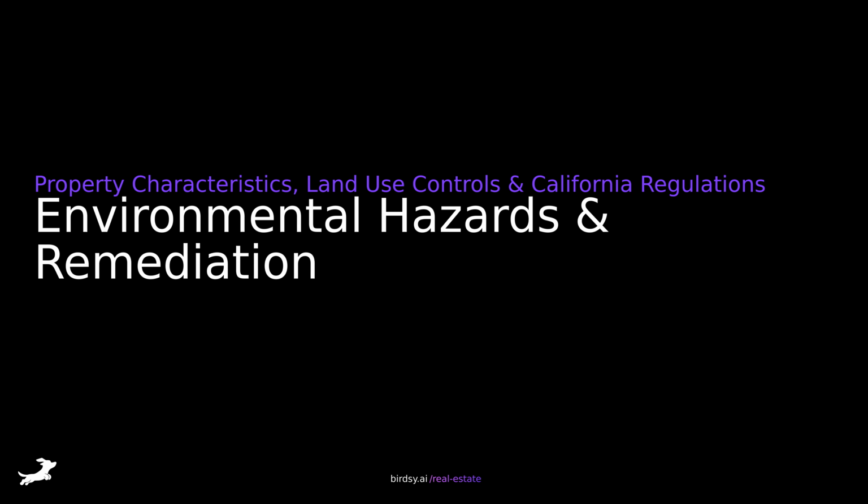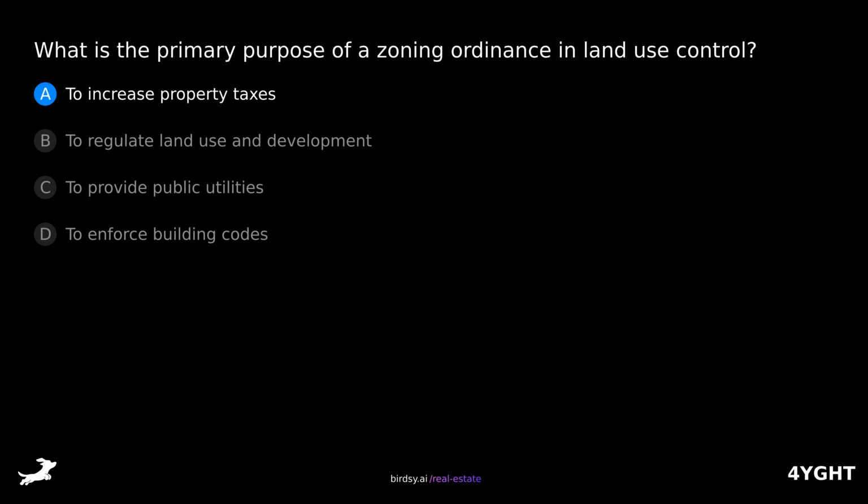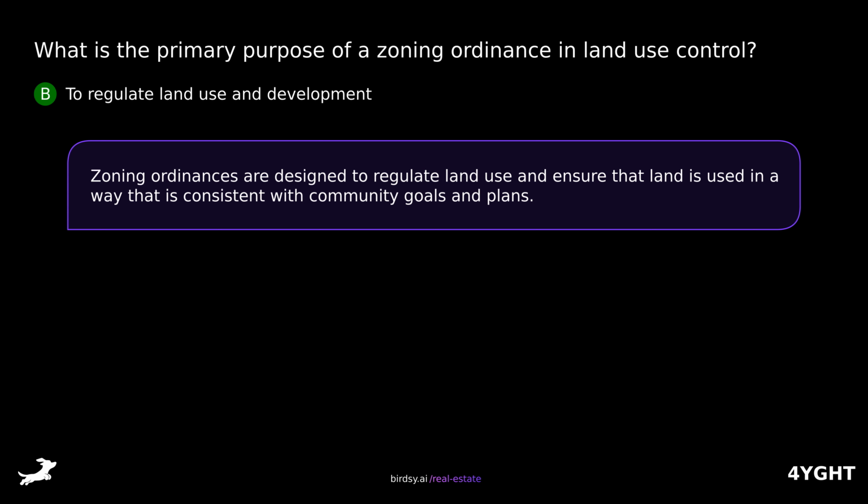Environmental hazards and remediation. What is the primary purpose of a zoning ordinance in land use control? Is it A, to increase property taxes, B, to regulate land use and development, C, to provide public utilities, or D, to enforce building codes? The answer is B, to regulate land use and development. Zoning ordinances are designed to regulate land use and ensure that land is used in a way that is consistent with community goals and plans.